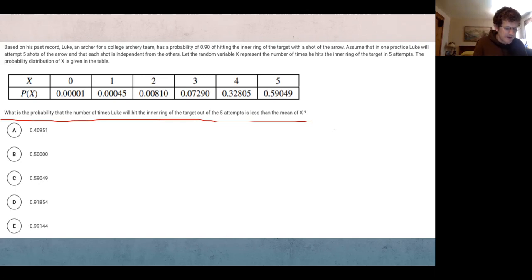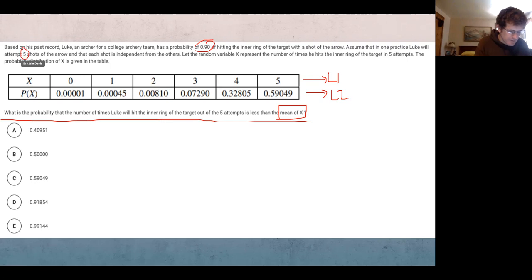So I know one thing I'm going to need to find is the mean of x. And I can do that with a probability distribution. So if I create lists right here, okay, we can do this a couple of different ways. I can actually plug this into list 1 and this into list 2, and I could run that. But I could do it a little simpler because keep in mind it says that there's a probability of 0.9 that Luke is going to hit the inner ring. And he has 5 shots.